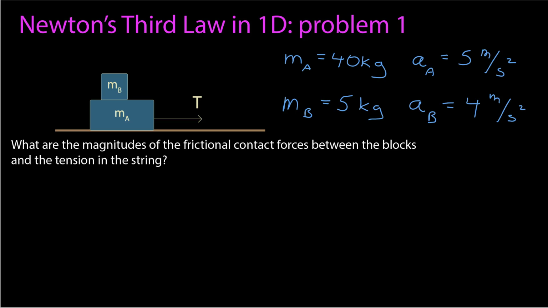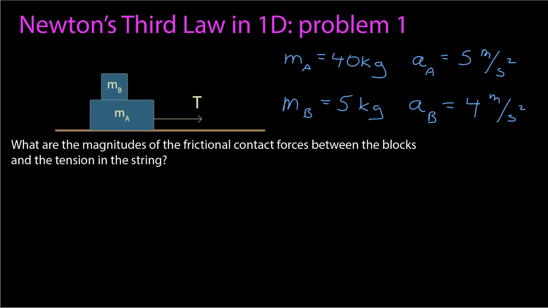The surface between it and the ground is frictionless, but there's another mass, B, that sits on top of mass A, and it slides to the back as mass A accelerates forward. But it is still accelerating to the right at an acceleration of 4 meters per second squared. We want to know the magnitudes of the frictional contact forces between the blocks and the tension in the string.